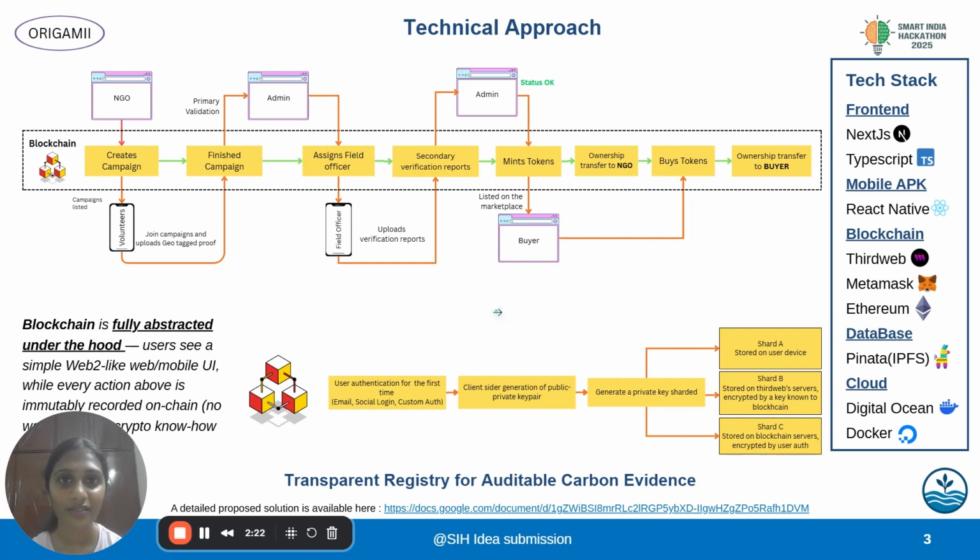But while this is there, we will also be running a secure authentication process in the background, and that is shown here. So the user authentication will be done for the first time, and then a public-private key pair will be generated, and then the private key will be sharded in three ways: one stored on the user device, one stored on the Thirdweb server, and one stored on the blockchain server.